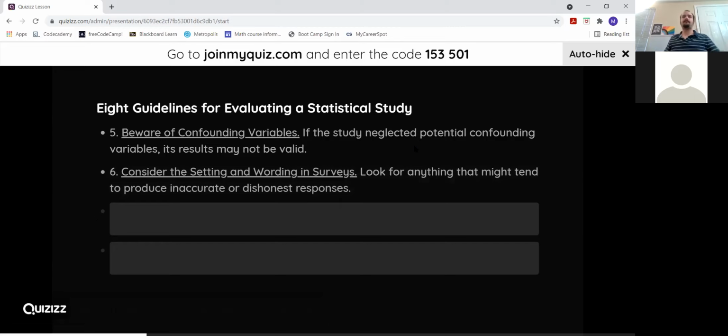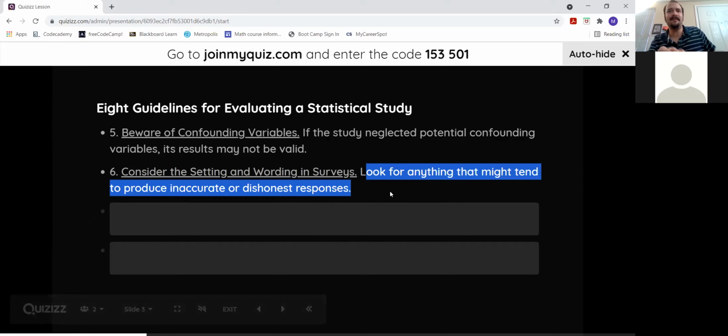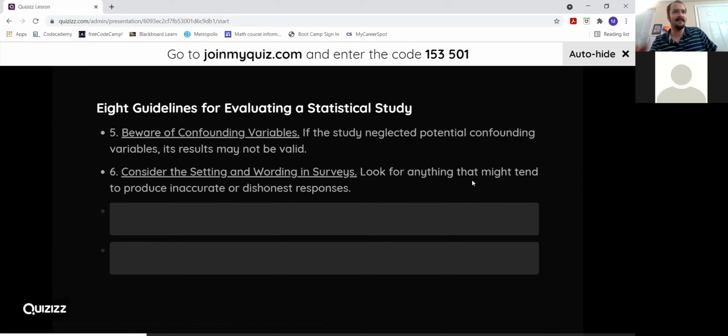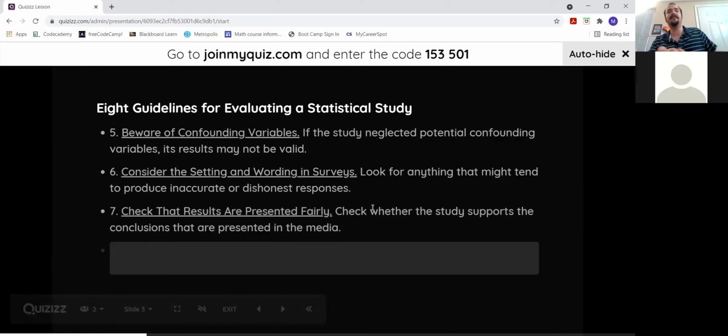Consider the setting and wording in surveys. When you write questions, you want to write things that are neutral. You don't want to write things that are suggestive, right? So considering the setting and wording, look for anything that might tend to produce inaccurate or dishonest responses. From my understanding, where you put questions in a survey, whether at the top or bottom, also makes a difference in how people respond, I think, the order. But like I said, you're probably never going to get 100% rid of your biases in your study. You're just going to do your best to minimize them, I think.